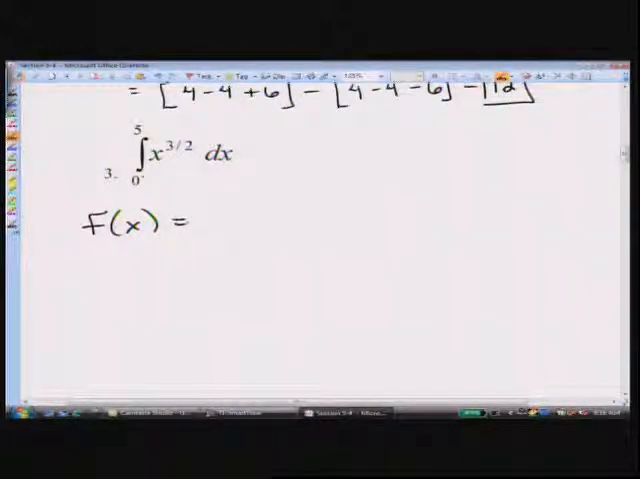Are y'all there? What are you doing? You're unmuting? What's happening? They're passing the mic. Just unmute, hit unmute, and tell me the antiderivative.